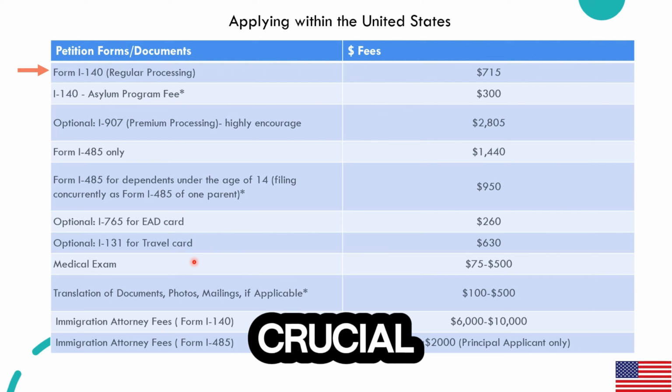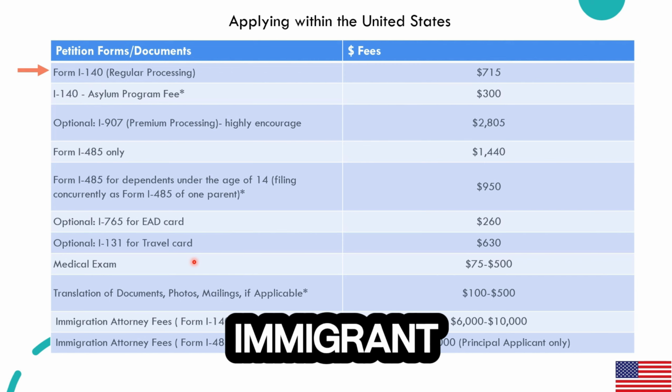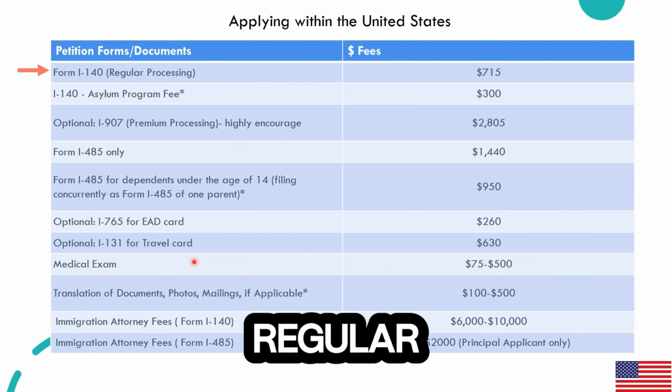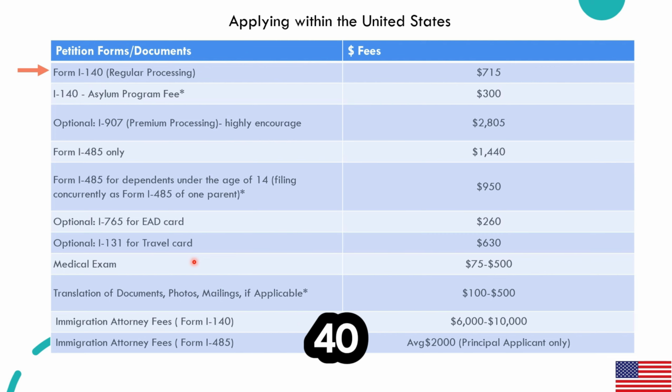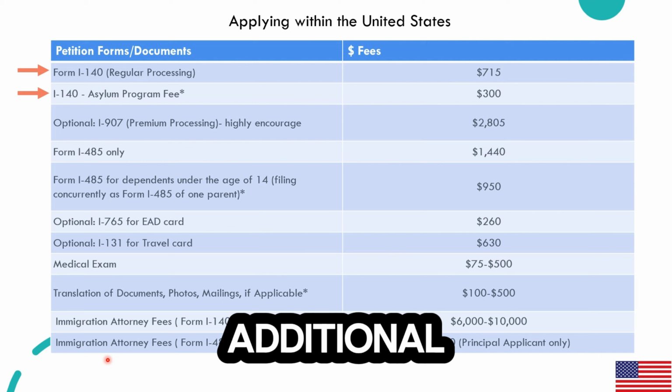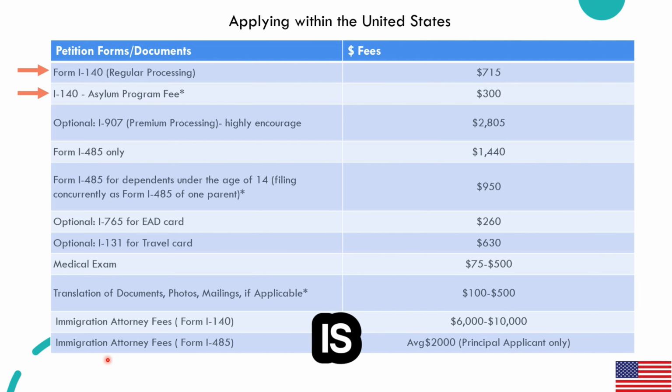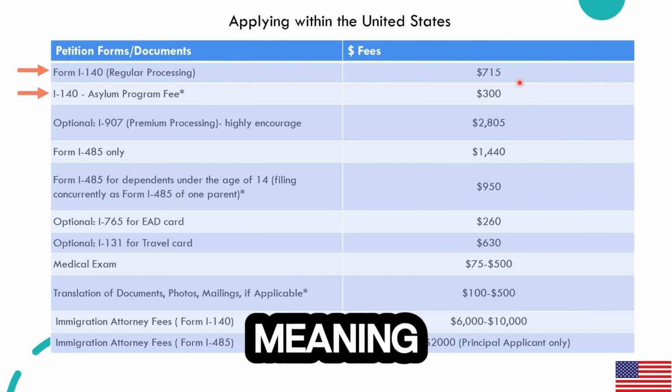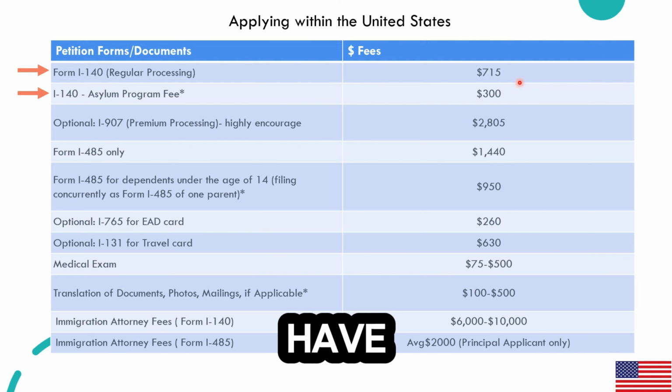This form is crucial as it is used to petition for an employment-based immigrant visa. The regular processing fee for Form I-140 is $715. And until recently, there has been an additional fee of $300, which is the asylum program fee, added on top of the regular processing fee of the $715. Meaning, if you go the regular route, you have to pay $715 plus the asylum program fee of $300.